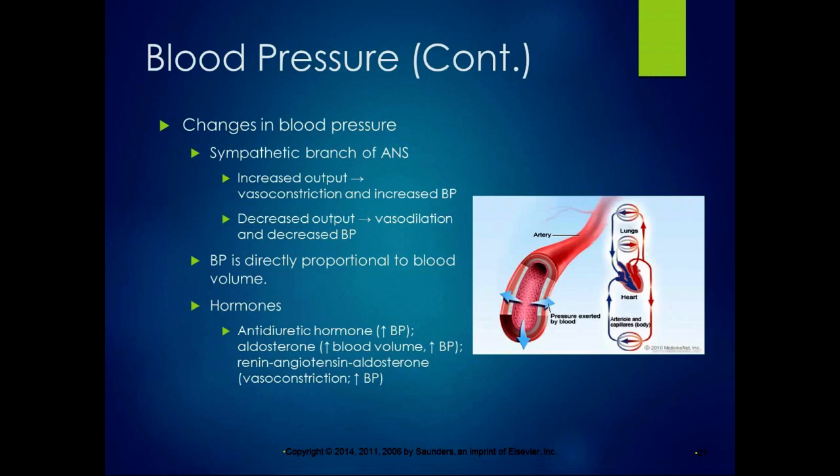Hormones can affect your blood pressure. So antidiuretic hormone increases your blood pressure. Aldosterone increases blood volume, so therefore increases blood pressure. And the renin, angiotensin, aldosterone hormone cascade increases vasoconstriction and increases blood pressure. So a lot of the blood pressure medications target those particular things. They're either a diuretic to decrease blood volume and decrease blood pressure, or they target the renin, angiotensin, aldosterone. So those ACE inhibitors decrease vasoconstriction and decrease blood pressure.